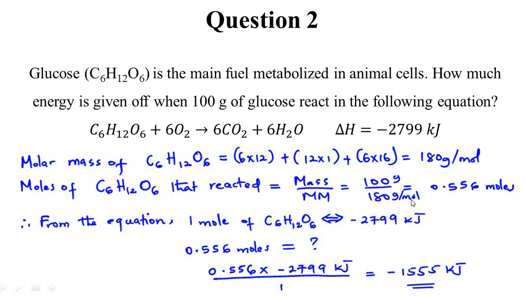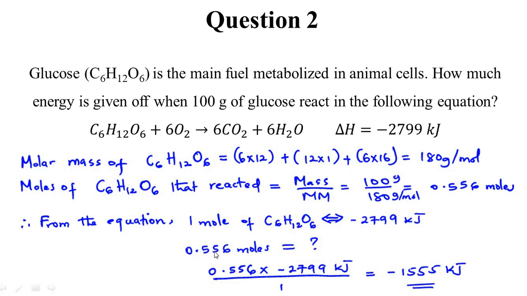So how many moles will we get from this? We divide the 100 by 180 to get 0.556 moles. Now from the equation above, if this equation is fully balanced, you realize that 1 mole of glucose actually led to the giving off of minus 2799 kilojoules. So if this is the case, then we can talk about equivalence. So 1 mole is equivalent to that.